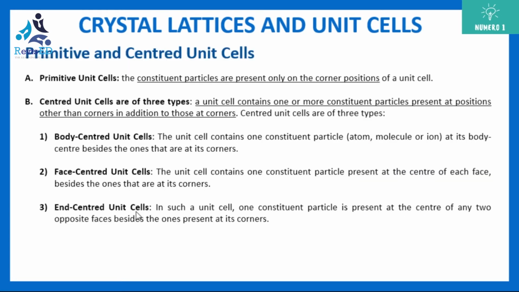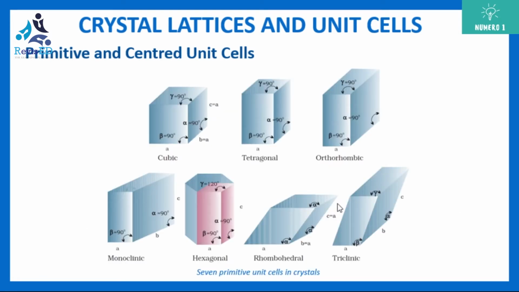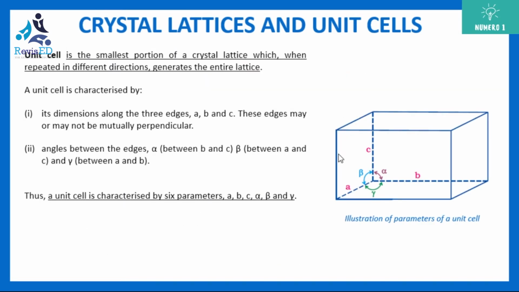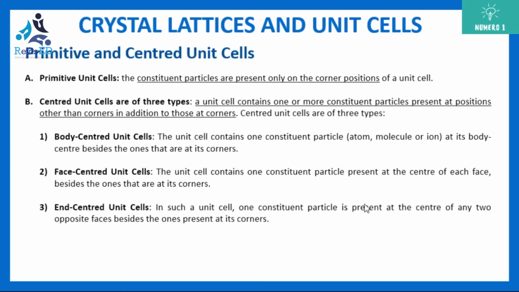Next is the end-centered unit cell. In such a unit cell, one constituent particle is present at the center of any two opposite faces, besides the ones present at the corners. Like in this case, let's consider this as one face and this as the opposite face. So one is present here and the other is present here. So one constituent particle is present at the center of any two opposite faces besides the ones present at the corners. So that is the end-centered unit cell.